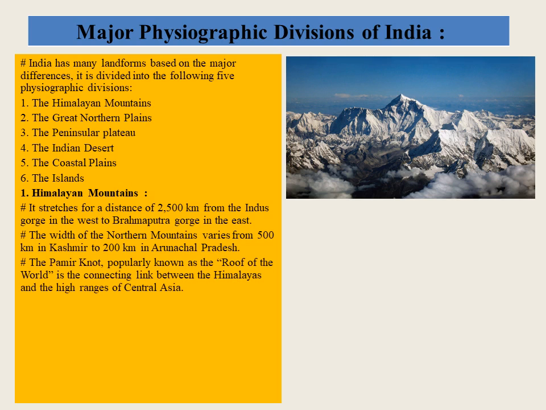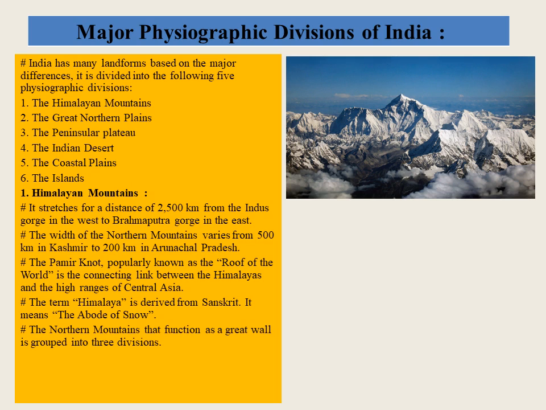The Pamir Knot, popularly known as the Roof of the World, is the connecting link between the Himalayas and the high ranges of Central Asia. From the Pamir, the Himalayas extend eastward in an arc shape. The term Himalaya is derived from Sanskrit. It means the abode of snow.